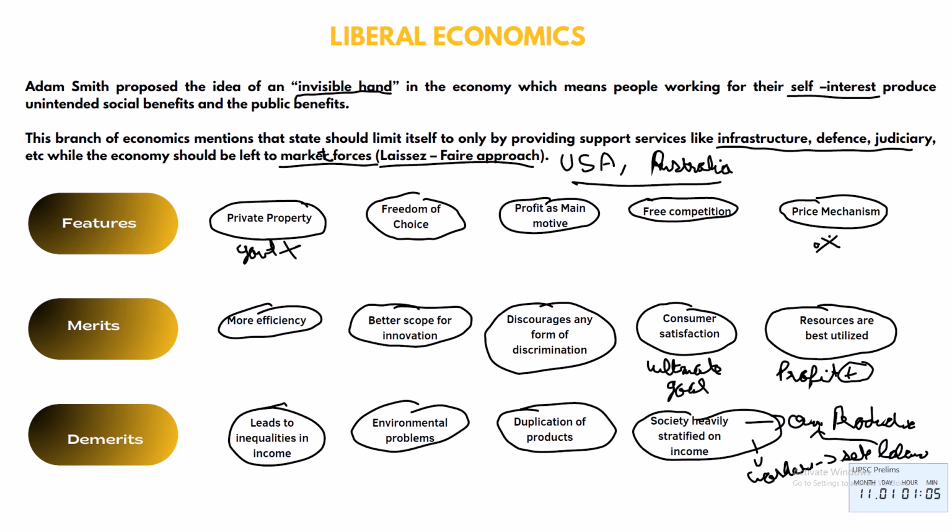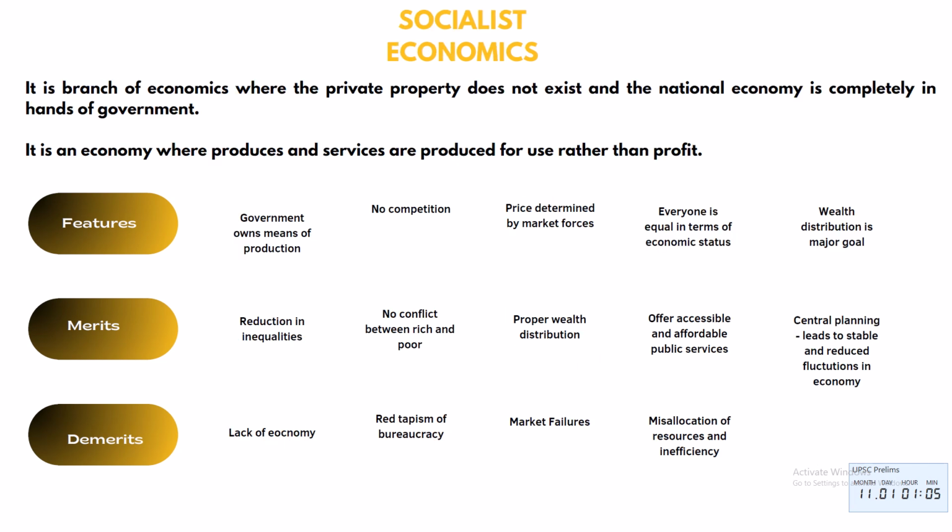Now let's look into the socialist economics. It is a branch of economics where the private property does not exist and the national economy is completely in the hands of government. It is an economy where products and services are produced for use rather than the profit. A good example here we can call is China. China is a socialist economy.